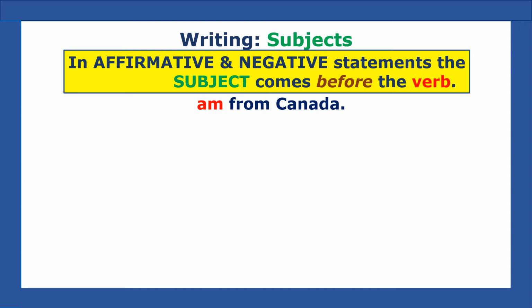"Am from Canada." This is an affirmative statement. The verb is am, and we need to add a subject before am. And what subject goes with am? Yes, I am from Canada. So the subject is first and the verb is second.